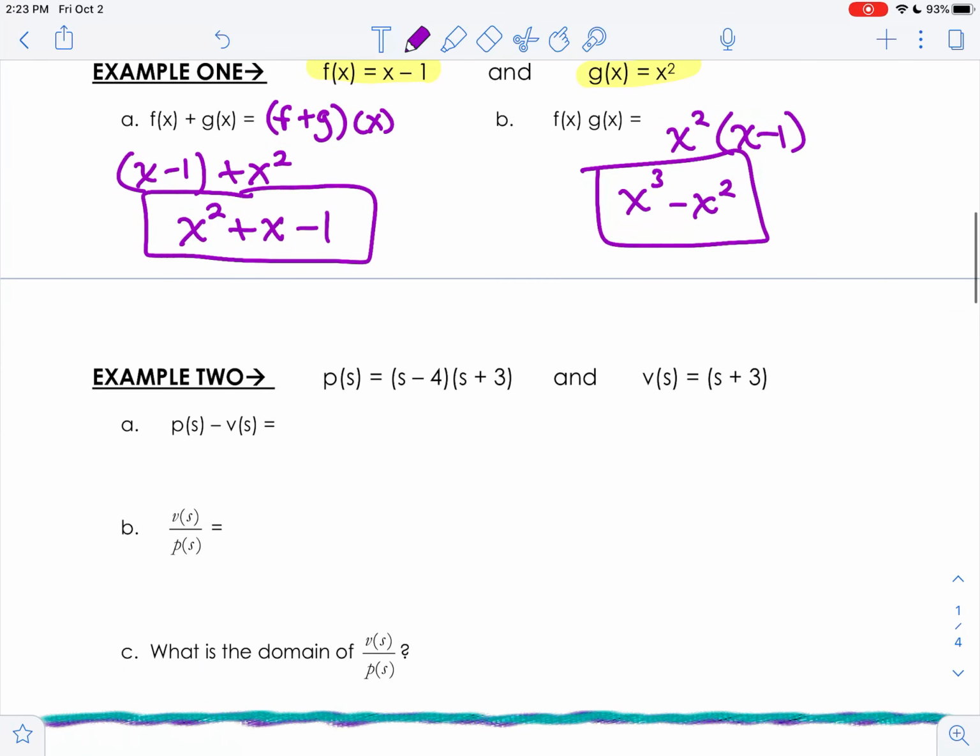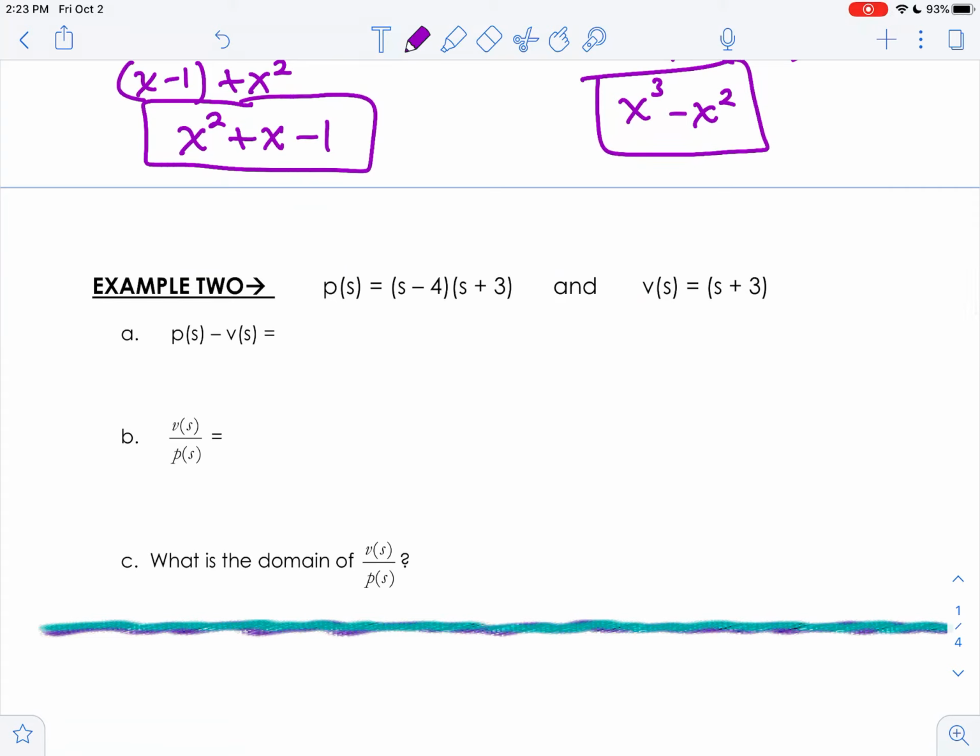In example 2, we've got a subtraction and division problem. We've got two new functions: p of s is s minus 4 times s plus 3, and v of s is s plus 3. The first thing they want us to do is subtract the functions. To subtract the functions, I first want to show you that other notation. You might also see p minus v of s. So p minus v, and then you'll have your s like that. You might see that too.